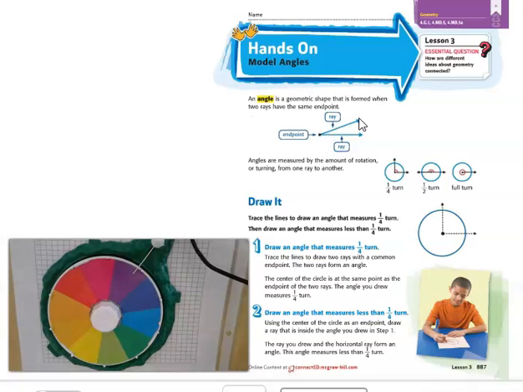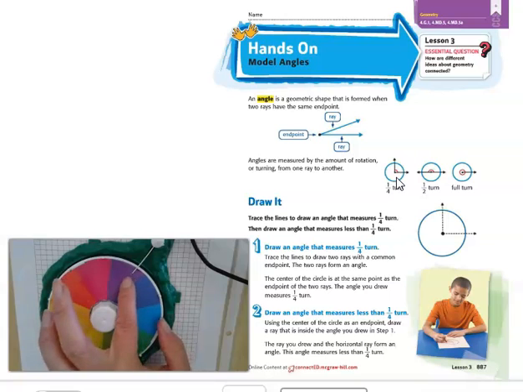So our rays extend out in one direction, and you can see where they meet, it forms an angle, and that is the endpoint for both of these. So angles are measured by the amount of rotation or turning from one ray to another. So here's my spinner, and I just wanted to give you a little bit of a visual example here. It shows a quarter turn.